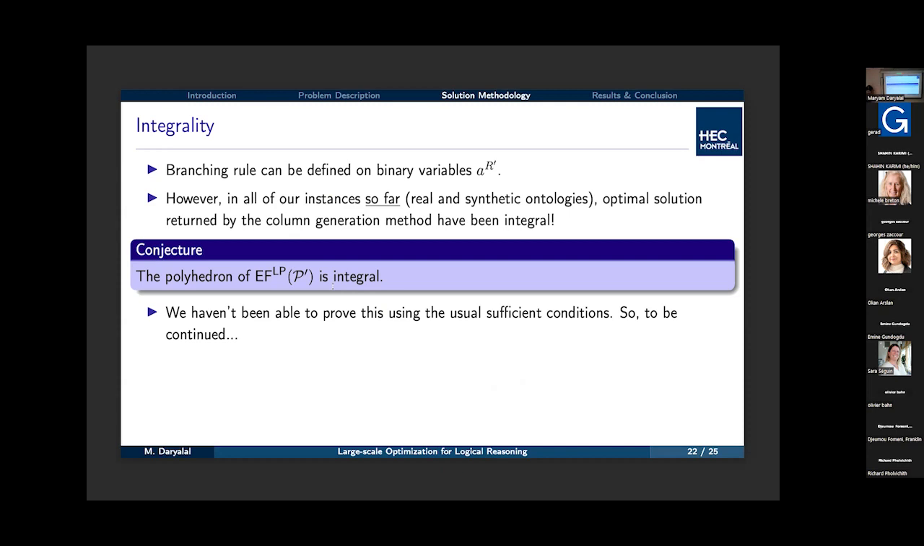And that's why I included this as a conjecture, because I wasn't able to prove yet that the polyhedron is integral. Using total unimodularity and the other sufficient conditions that we know, I wasn't able to prove it. Maybe someday we find an example that doesn't fit this. But so far we have this conjecture that the polyhedron is integral and we don't need the branch and bound part. But it's there. So if someday we need it, we can just branch on the binary variables that represent every partition.